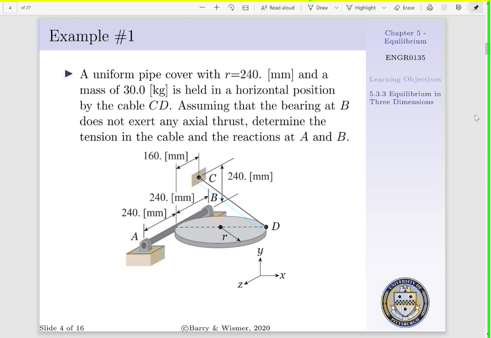Let's look at an example where we have a uniform pipe cover that has a radius of 240 millimeters, and the pipe cover has a mass of 30.0 kilograms. Now, it is held in a horizontal position by cable CD. We're going to assume that the bearing at B does not exert any axial thrust, that is, it is not a thrust bearing, but the bearing at A is. We want to determine the tension in the cable as well as the reactionary forces existing at A and B.